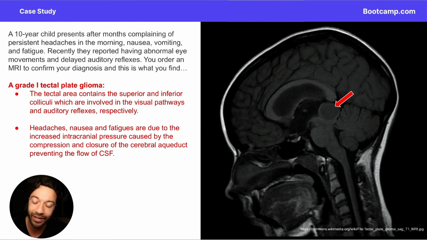And so what this is doing is expanding this third ventricle, expanding our lateral ventricles, and then it's pushing the cortex against the cranium, which is causing these other symptoms, such as headaches in the morning, nausea, vomiting, fatigue. This is because of that increase in the intracranial pressure. So again, grade 1 just means that it's benign, and tectal means that it's in that tectal region, or tectum region, and it's a glioma, so it's a brain tumor.